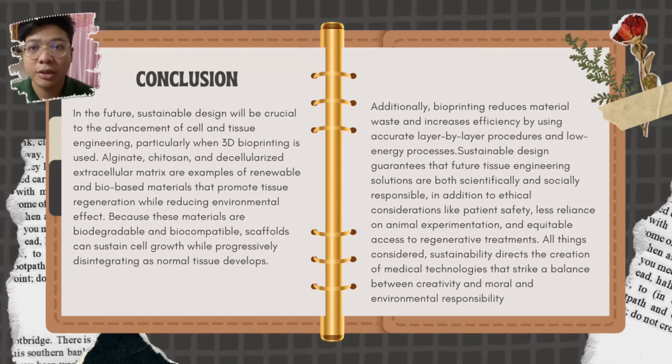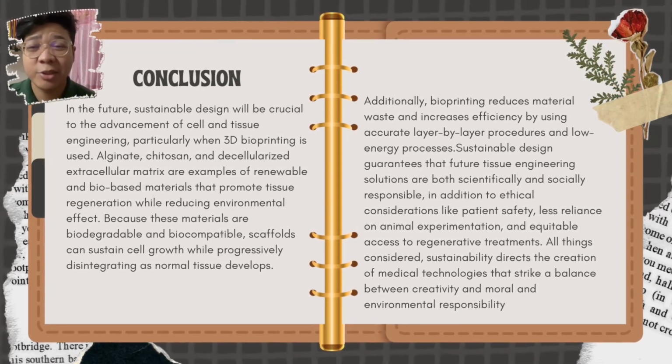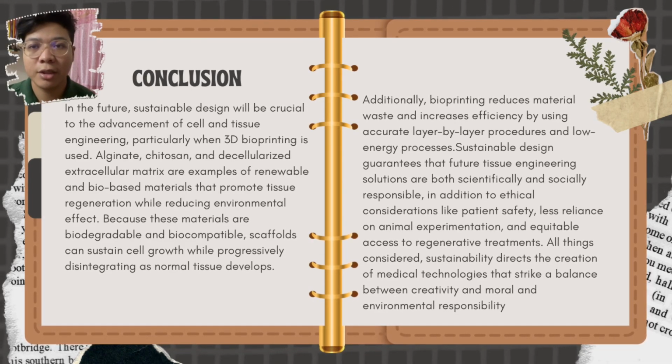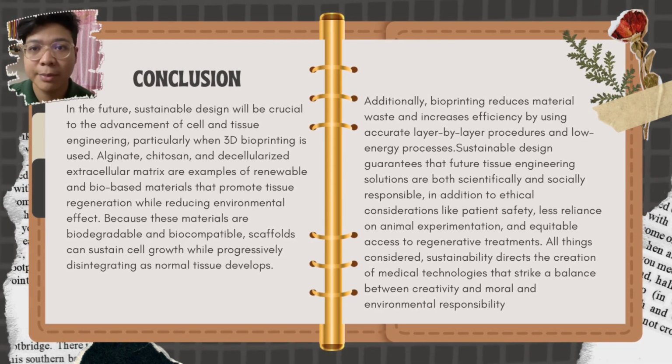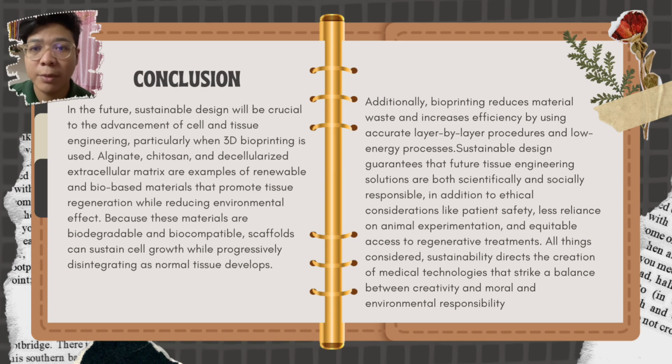In conclusion, sustainability plays a crucial role in the future development of cell and tissue engineering, especially with the use of 3D bioprinting technology. The use of renewable and bio-based materials supports tissue regeneration while minimizing environmental impact, and these materials are both degradable and biocompatible, allowing the scaffold to support cell growth and safely degrade as natural tissue forms.